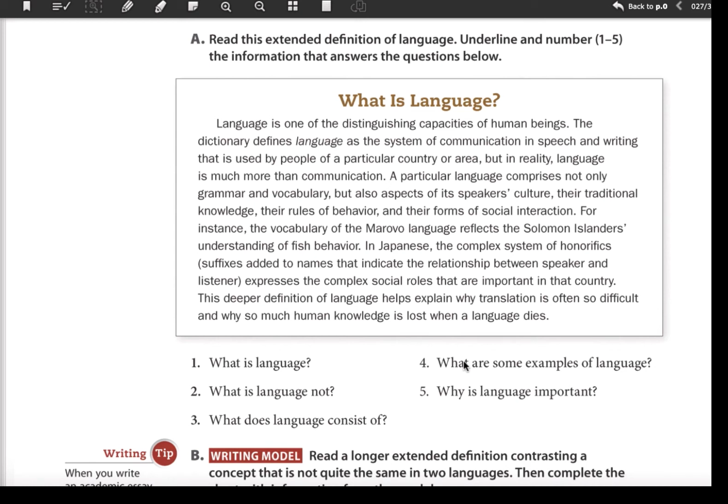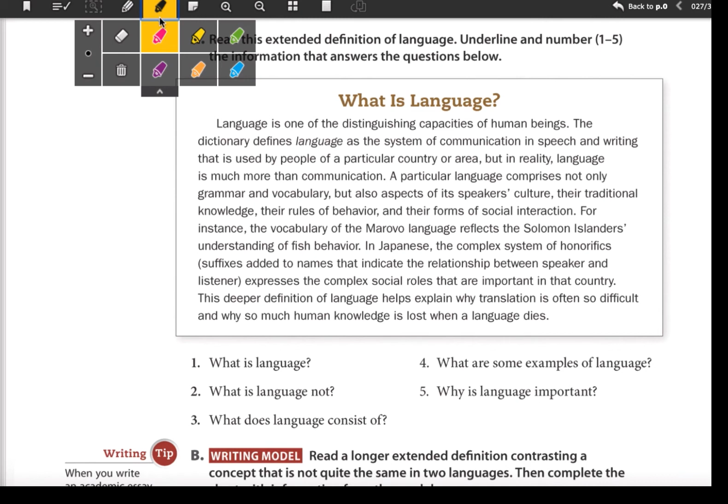And that's why I really want you guys to do this assignment so you can really get a good feel of it. Okay, so what is language? So the person answers it right here. I'm going to get a marker for you. And it says language is one of the distinguishing capacities of human beings. The dictionary defines language as, and remember I said that what is, that's going to be your definition, okay? So what is language? We're going to say language is the system of communication in speech and writing that is used by people of a particular country or area.